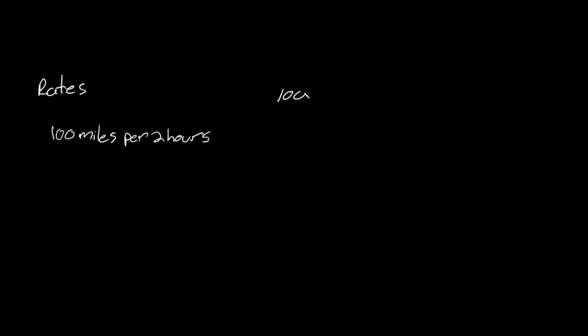So we can say 100 miles for every 2 hours. This just tells us that after driving 2 hours, we will travel 100 miles, and if we traveled 100 miles, it would have taken us 2 hours. So let's find our rate in miles per hour, or miles per 1 hour. To get from 2 hours to 1 hour, we will divide by 2, because 2 divided by 2 is 1.